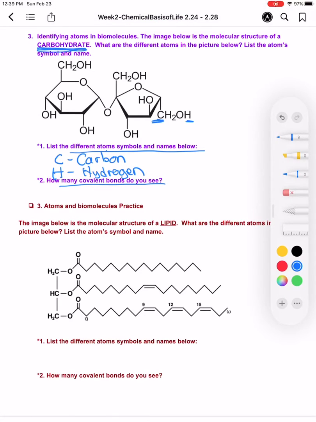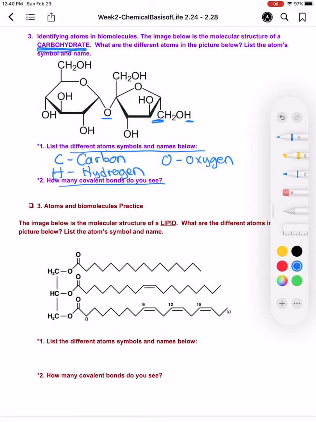And then the last letter that I see is O, and O stands for oxygen. Okay, so I know that there are multiple C's and multiple H's and multiple O's. I just need to write it once and then I'm good. So I have 3 different atoms in a carbohydrate: carbon, hydrogen, and oxygen.